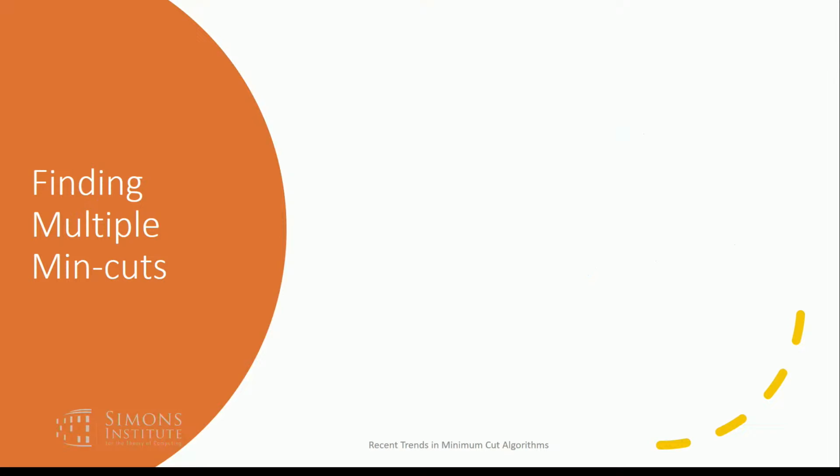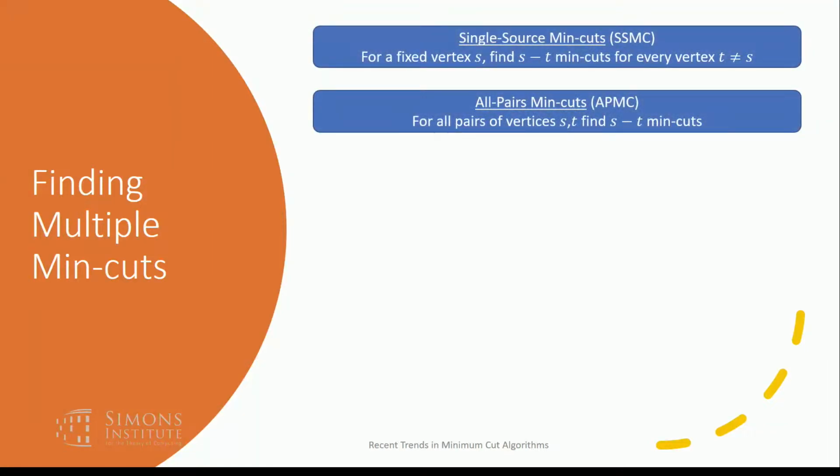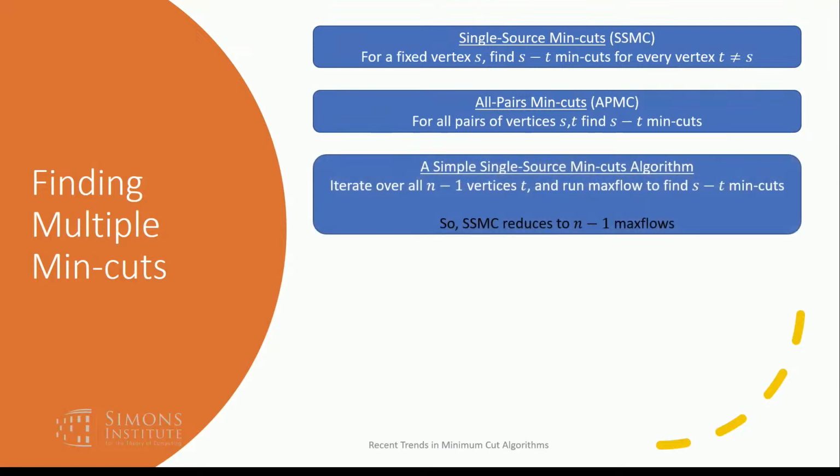But the story of isolating cuts doesn't end here. Next, we studied more general variants of min cut, in particular problems that require us to find multiple min cuts. Two classic problems in this area are the single source min cut, where, given a source vertex S, we find the min cuts to all other vertices T, and, even more generally, the all pairs min cut problem, where we find the min cuts for all pairs of vertices S and T. Note that the single source min cut algorithm naturally reduces to n-1 calls to max flow, by simply iterating over all T and computing the min cuts.